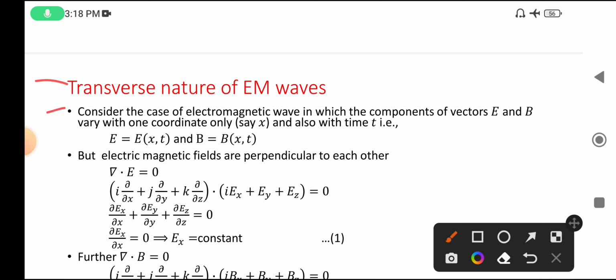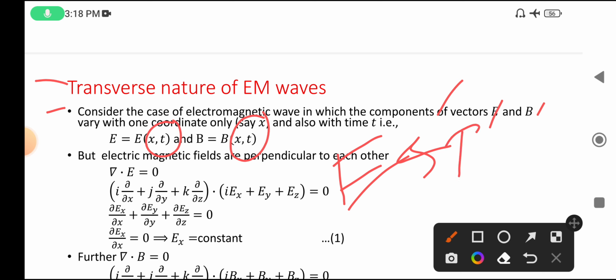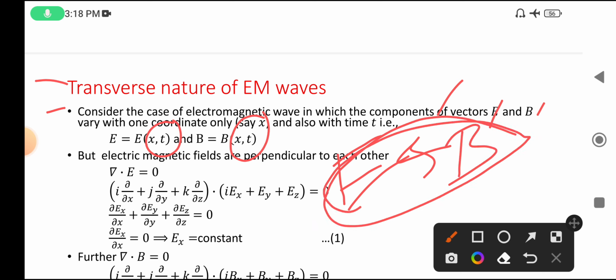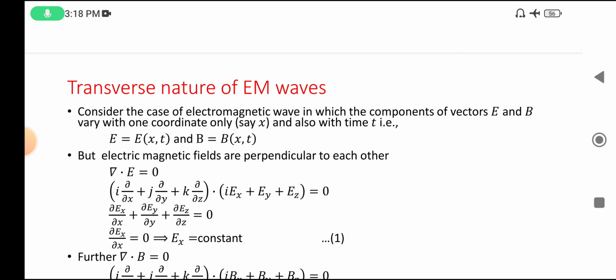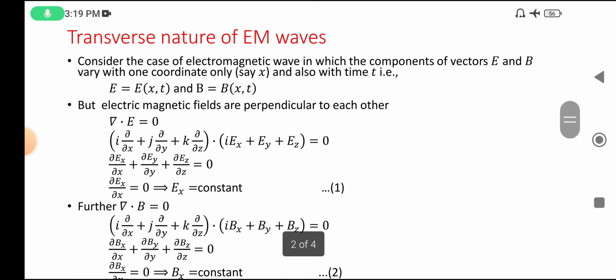Now consider the case of electromagnetic waves in which the components of E and B vary with one coordinate only, x, and also with the time t. That is, E is a function of x comma t, and B is also a function of x comma t. So E and B depend only on x and t. They do not depend on y and z, meaning along the y direction and z direction. So their values change along the x direction and with time.